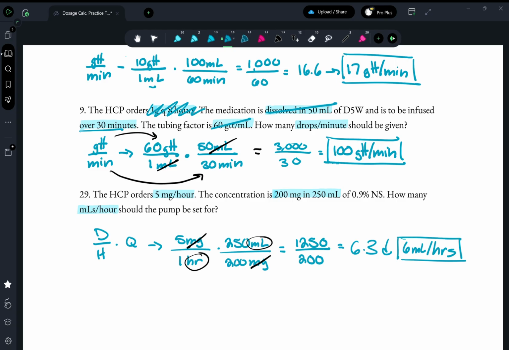The question will tell you if you're rounding it to the nearest tenth or if you're rounding it to a whole number or what. So just pay attention to what your question says.